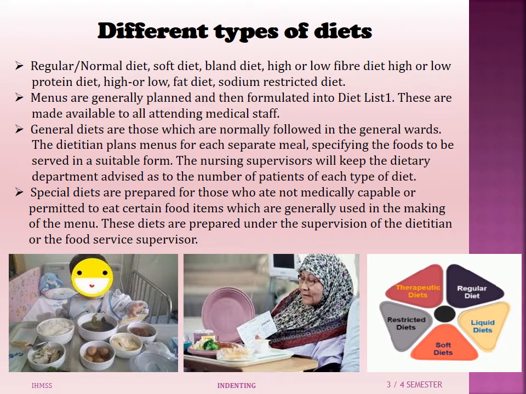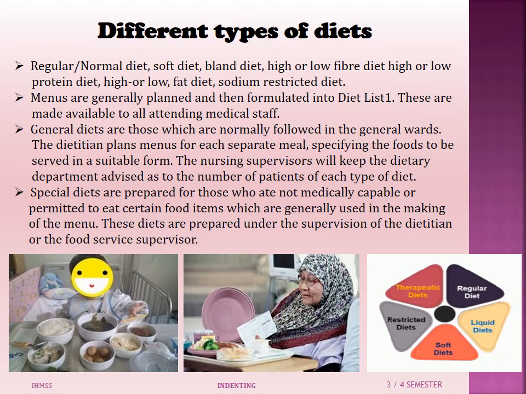Different types of diet. Number one, regular or normal diet, soft diet, bland diet, high or low fiber diet, high or low protein diet, high or low fat diet, sodium restricted diet.